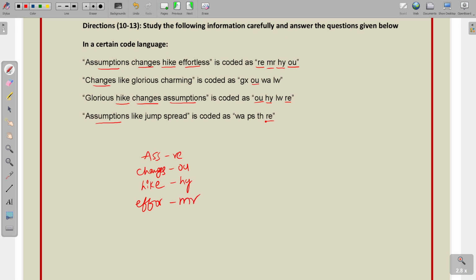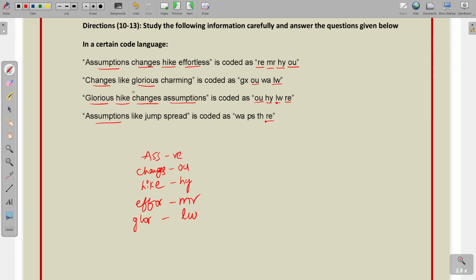Okay. So the first sentence is clear, and let's move on to the second sentence. See, charming is only in the second sentence, and glorious is in the second and third sentences. LW lies in the second and third sentences. So the code for glorious is LW.